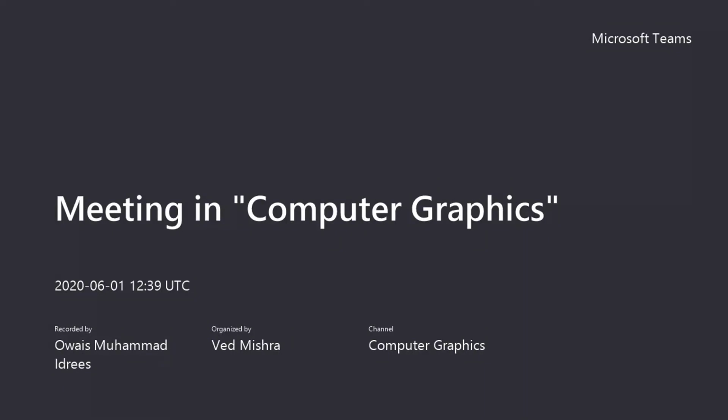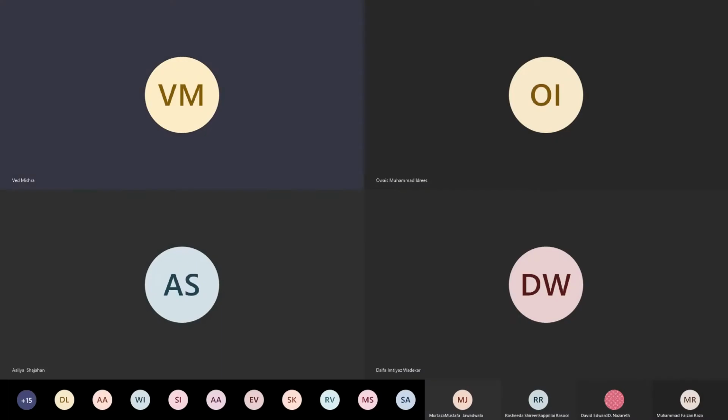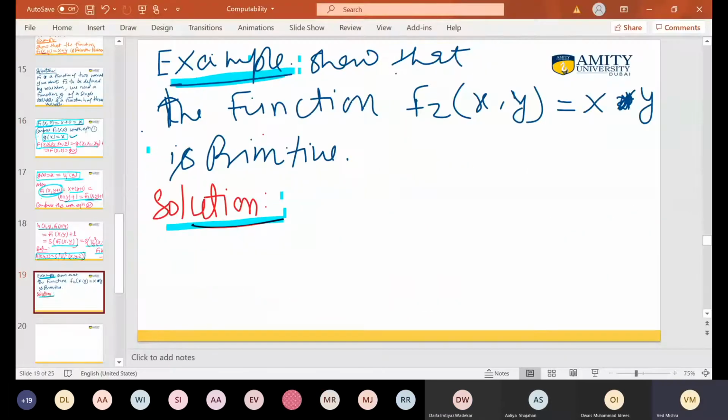x0 or not? And then you compared with equation 1. So here, can you calculate f2 x0? What will be the value? 0.